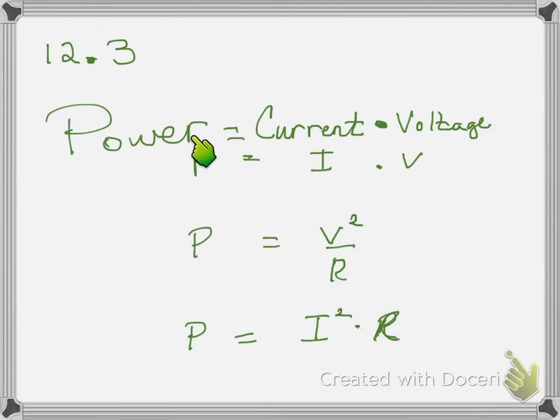So the main formula that we have for power will be current, which is the letter I, times voltage, which is the letter V. There are two other formulas that you can find for power just by simply doing some substitution, which I won't go through with you, but we can also use voltage squared divided by resistance, or current squared times resistance. Any of those three formulas will calculate power for you.